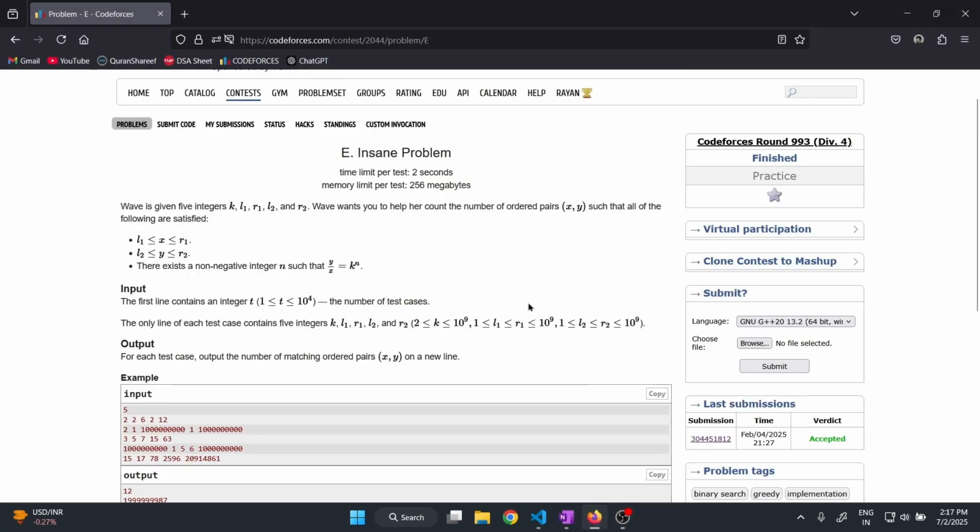Hey guys, today we are going to solve this problem of Codeforces Round 993 Div 4 problem E, insane problem. Okay, so let's read the problem first.